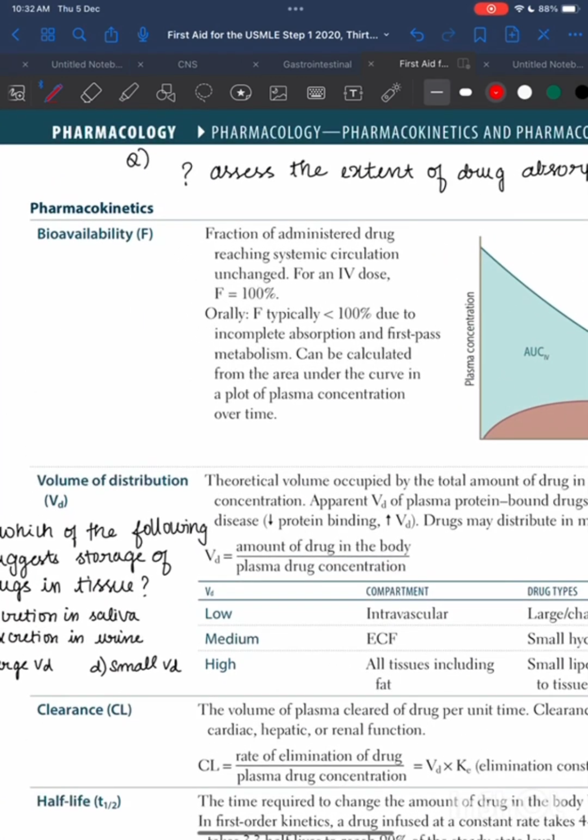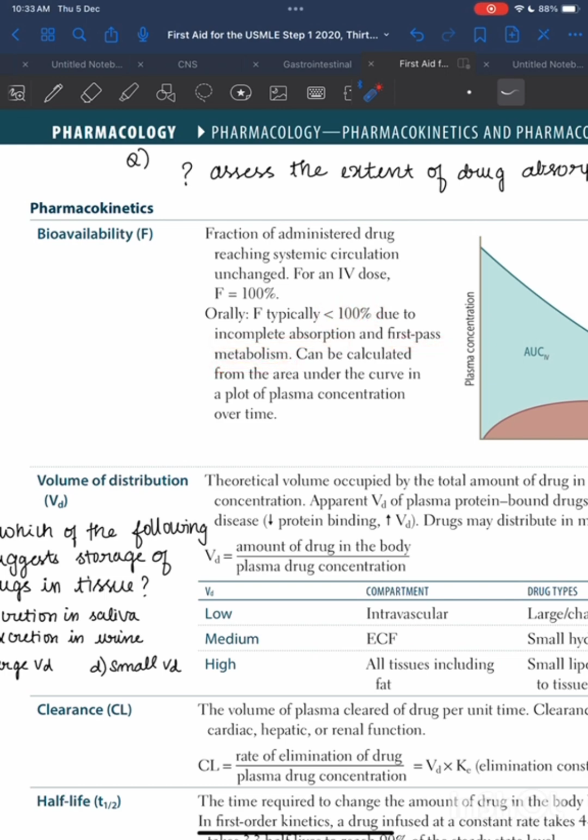Okay, bioavailability. What is bioavailability? Fraction of administered drug reaching systemic circulation unchanged. This is bioavailability. The only route which has 100% bioavailability is the IV dose, because we are directly injecting the drug into the bloodstream. So you will get 100%. Orally you typically can't get 100. You will always get less than 100% due to incomplete absorption and first pass metabolism.